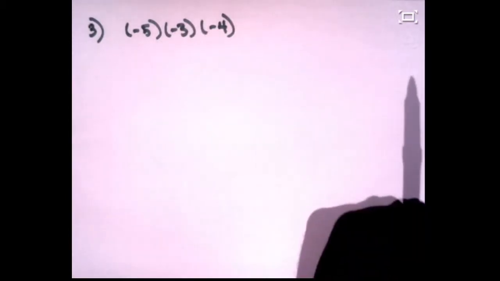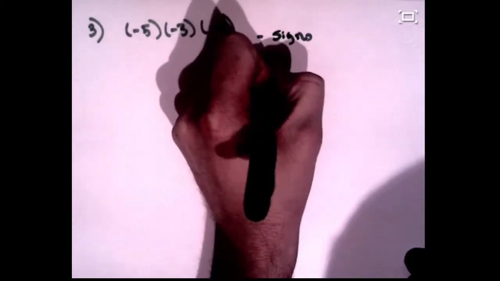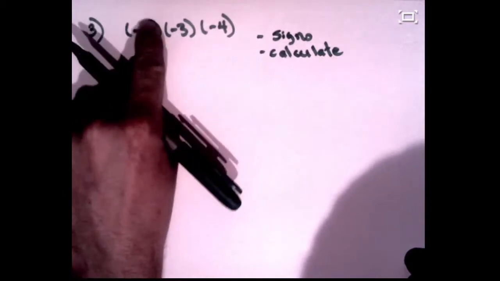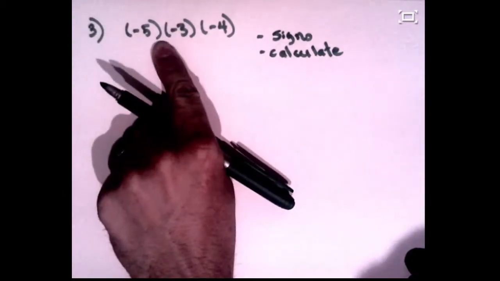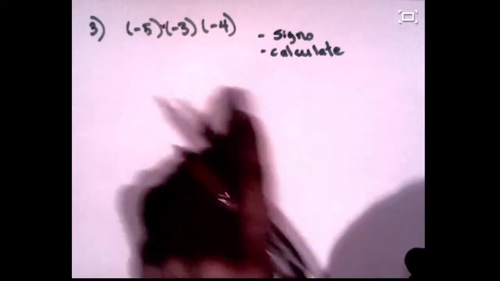So in example 3, we actually are going to do some multiplication. We're going to multiply -5 times -3 times -4. Okay, and you have to work out your signs, and then you actually have to calculate. So it's sort of like all the other questions. There's consideration for signs, and then there's some calculating. Okay, remember, bracket with bracket means to multiply. It's as if there's a multiply symbol here, but we don't actually write it.